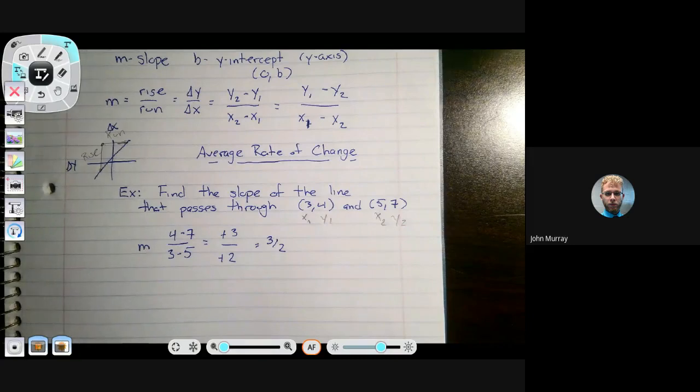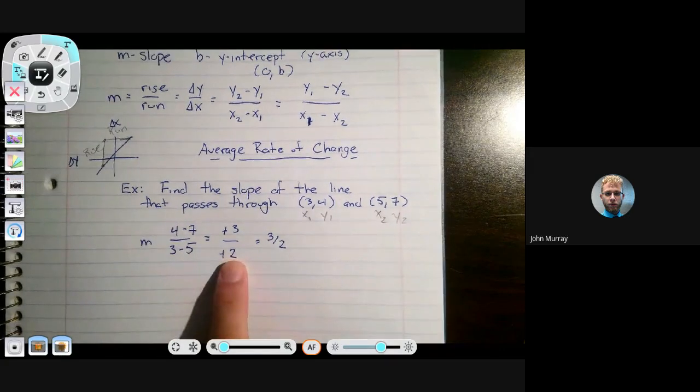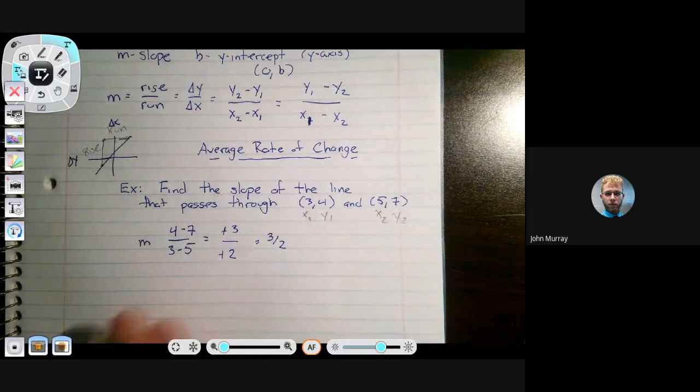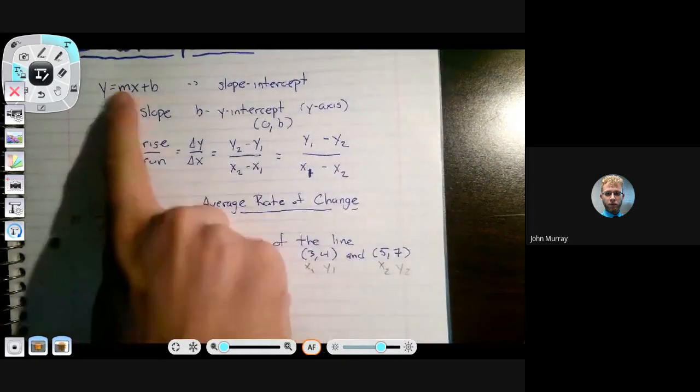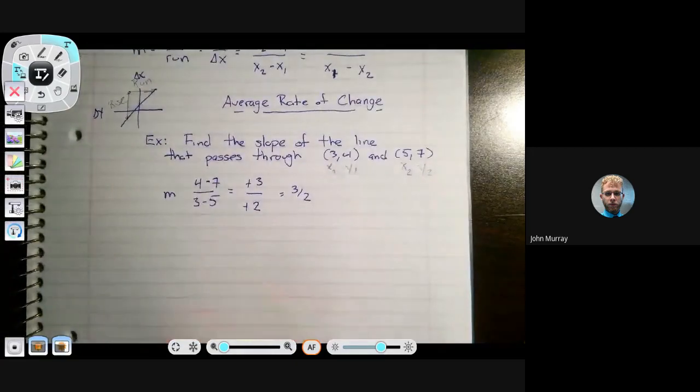One thing I may ask you to do, and one thing you're going to be doing probably at the end of this year and in AP Calculus, is finding the equation of a line. With something like this, we're halfway there. Now there's a few different ways. We can go back and use this, but I'm going to go over a somewhat simpler way.